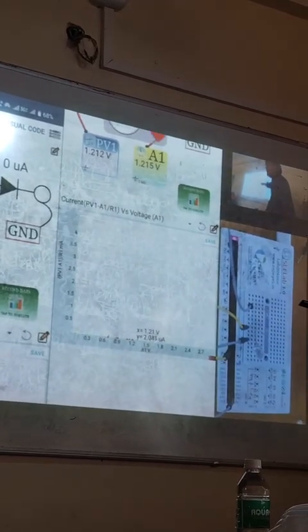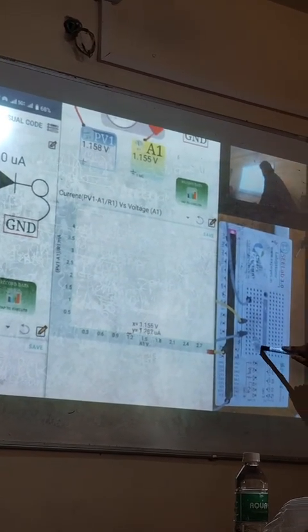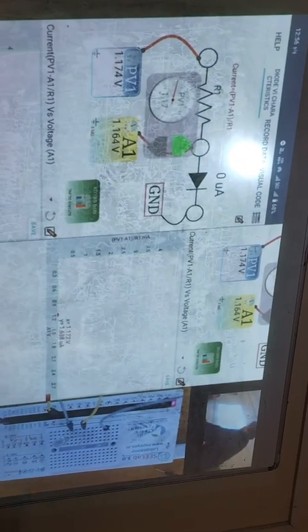voltage is increasing but current is not. And the LED is also not glowing. So instead of a diode, I am using an LED because in an LED, if current is flowing, you can see a visual indicator that current is flowing. So let me increase this.